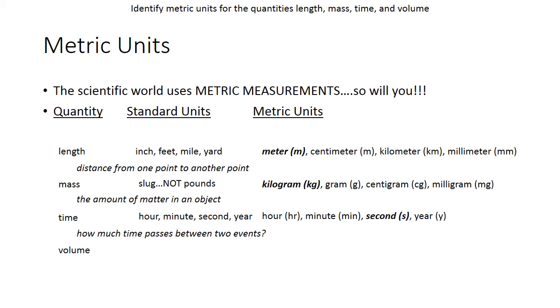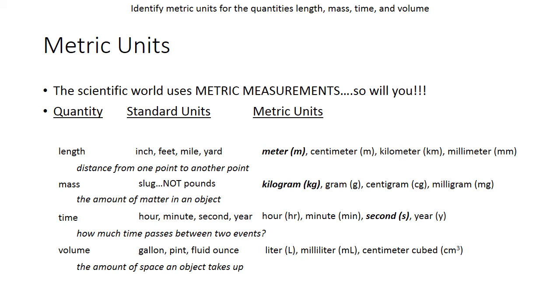And then finally, volume. Volume is the amount of space an object takes up. So for example, if you had a basketball and you want to know how much space in the universe it takes up, you would measure its volume. Some standard units of volume would be things like gallons, pints, fluid ounces, teaspoons, tablespoons, cups, quarts.